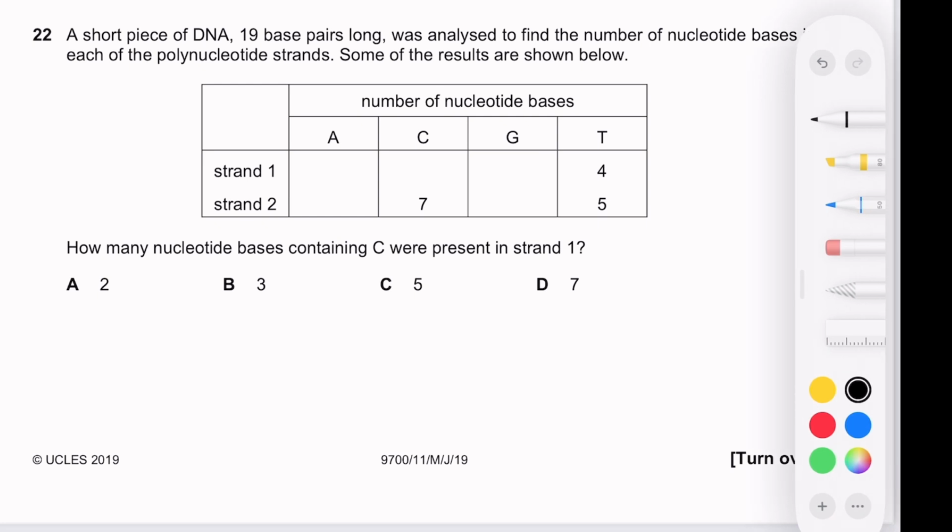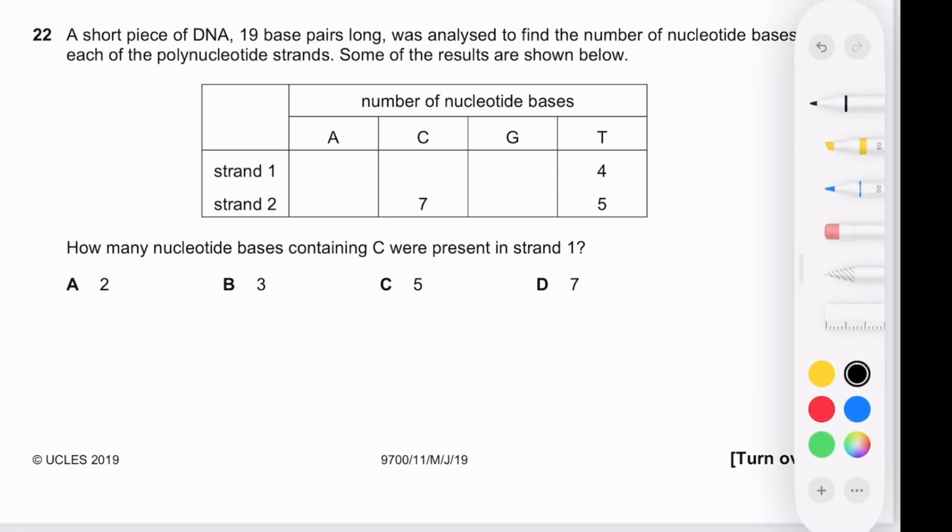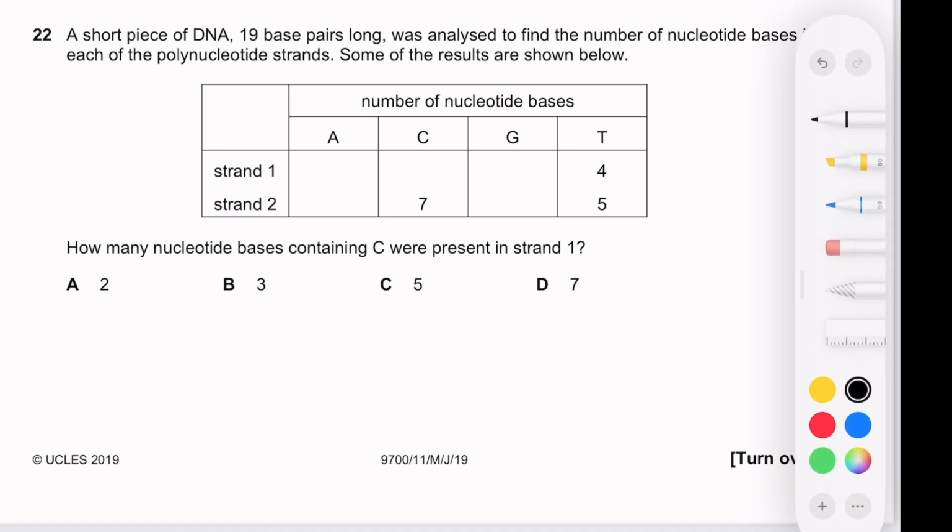So basically, a short piece of DNA, 19 base pairs long. So 19 base pairs, not 19 bases, because that makes a total difference, was analyzed to find the number of nucleotides in each of the polynucleotide strands. Some of the results are shown. How many nucleotide bases containing C were present in strand 1?